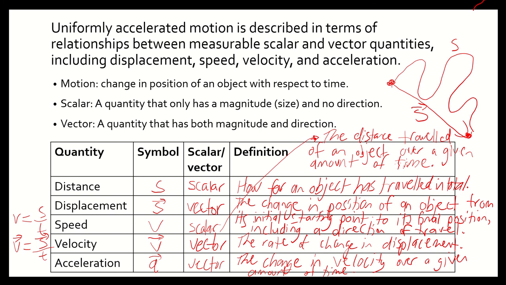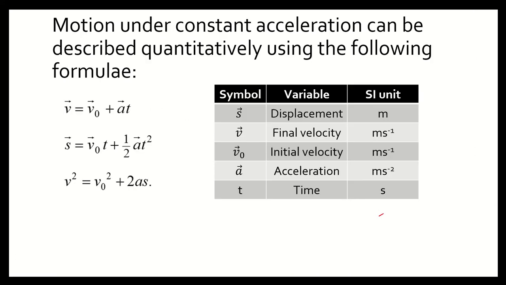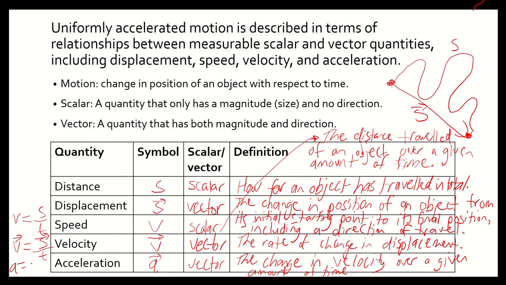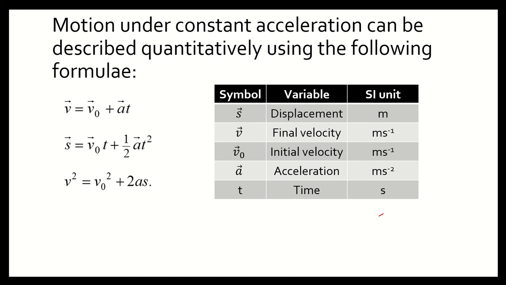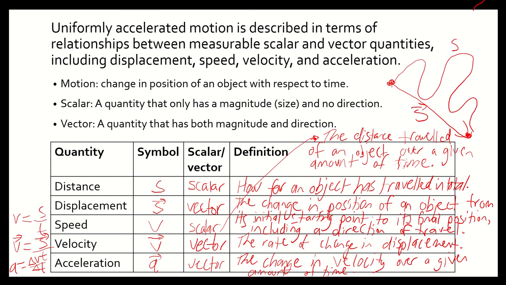Okay, so acceleration is the change in velocity. So delta v is the change in velocity over the change in time. Hopefully those definitions are a recap. If you've completely forgotten them, that's fine, but we'll go back over them. Displacement, velocity, and acceleration are the key ones.